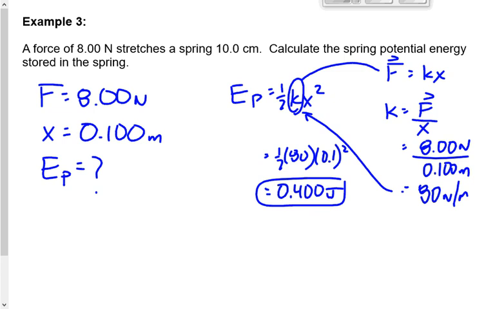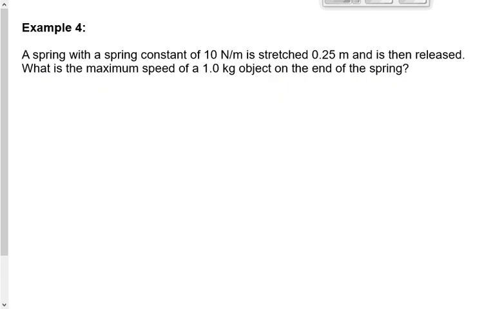One more example. Example number 4: a spring with a spring constant of 10 newtons per meter is stretched and then released. How fast is the object on the end of the spring moving when it's released? Ooh. So picture this: you pull the spring, stretch it, and then you let it go, and then it speeds up. Is that not kind of like raising a car to the top of a hill, letting it go, and it speeds up?